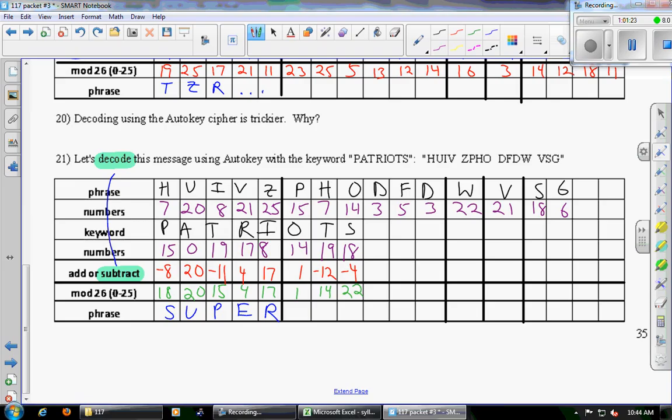Are we adding or subtracting here? Subtracting, this is a decode.